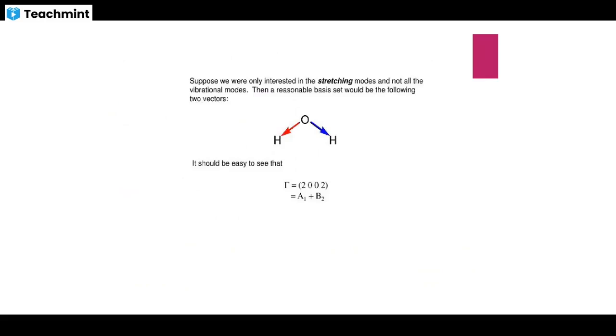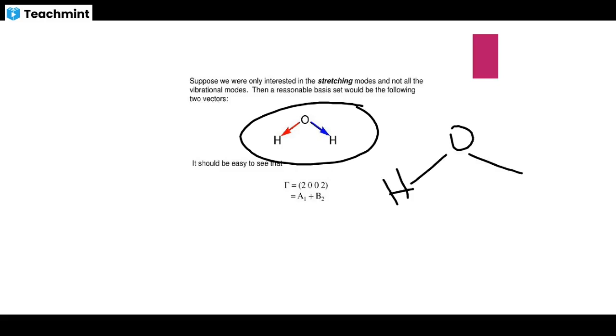The most important concept is the stretching vibration. Most of the CSIR questions come from IR active modes, Raman active modes, like that. So you should know the basic concepts. In IR active and Raman active, you should see the unchanged atoms. Simply, stretching you should see as a vector. Suppose we are only interested in stretching modes, not all vibrational modes; the reasonable basis set is two vectors. If it is vibrational, you should see the unchanged atoms. You do all the symmetry elements and see how many atoms are unchanged. This is the C3V point group.